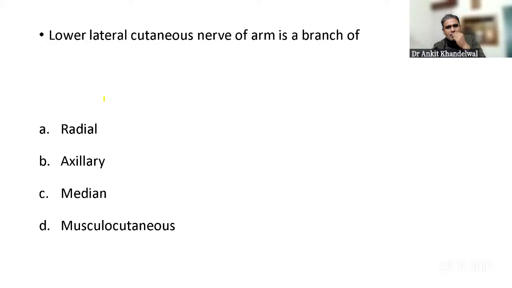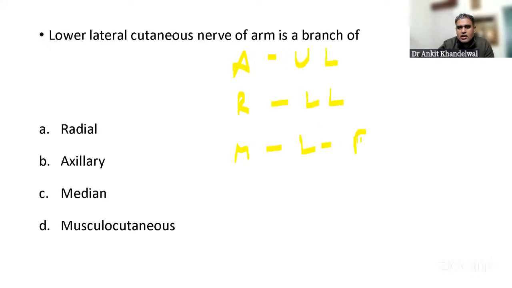Lower lateral cutaneous nerve of arm. So it was ARM. What was the mnemonic? This was the upper lateral cutaneous nerve, this was the lower lateral, and this is the lateral cutaneous nerve of forearm. What they're asking you is the lower lateral cutaneous nerve of arm. Lower lateral is this. Answer is R for radial.